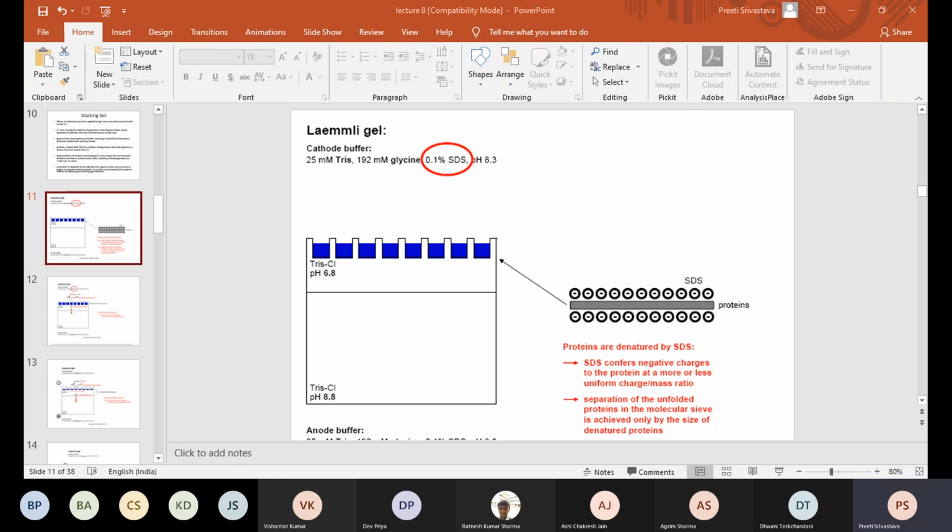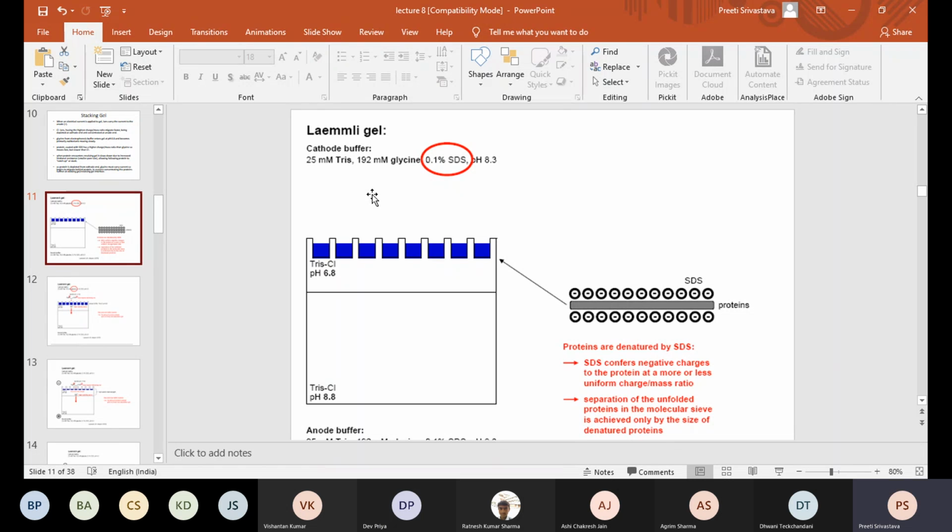Would you like to try? I will help you. Nobody wants to try. Jaskin Singh, Dev Priya. Dev Priya followed or no? Or these people, they just disappeared or what? Can you please explain again? Okay. I understood that SDS gives uniform charge density. That you understood.